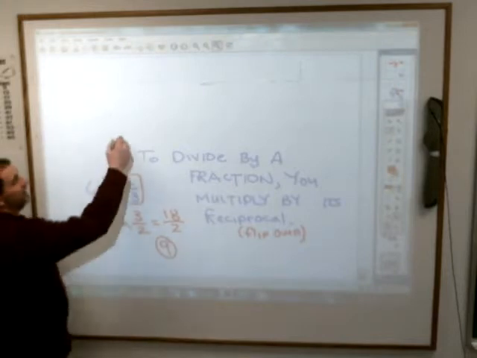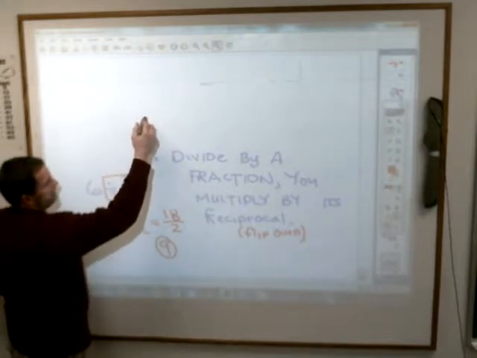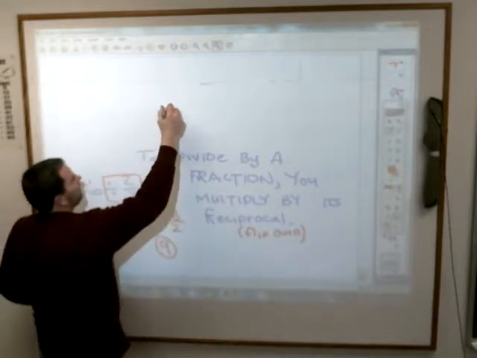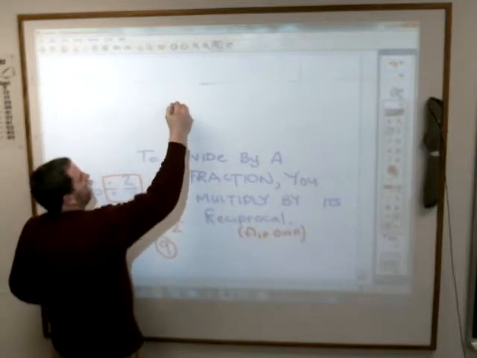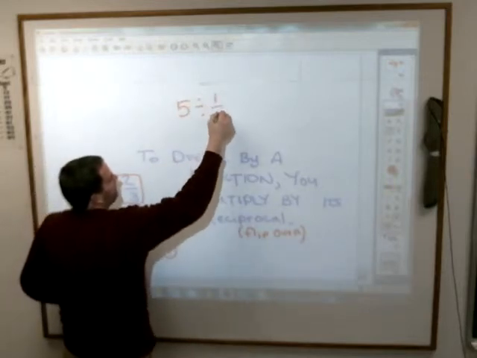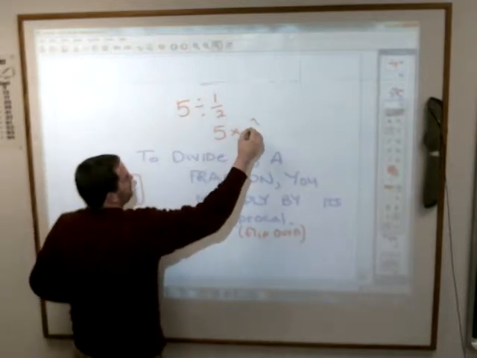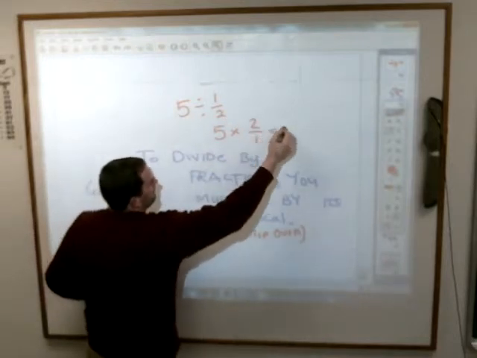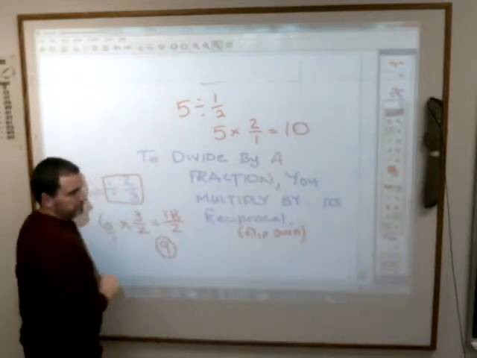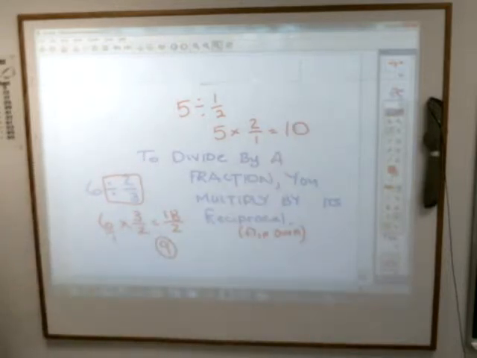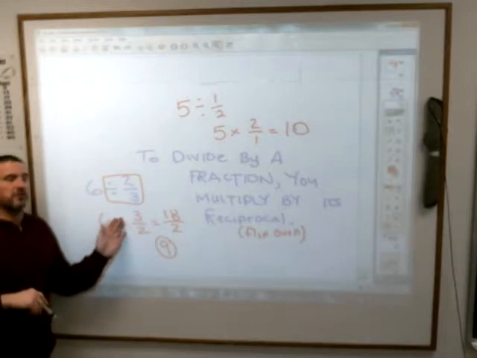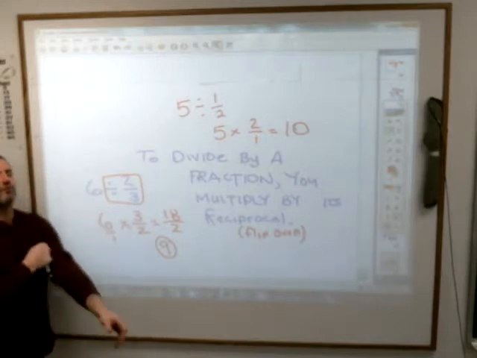The same thing when I had, what were some of the ones we did before? Oh, well, 5 divided by 1/2 is the same thing as 5 times that fraction flipped over, which is 2/1, which ends up being 10. So to divide by a fraction, you just change it to multiplication and you flip that fraction over.